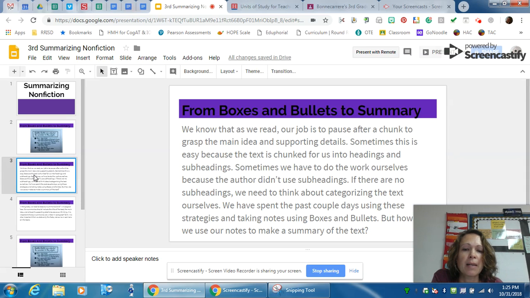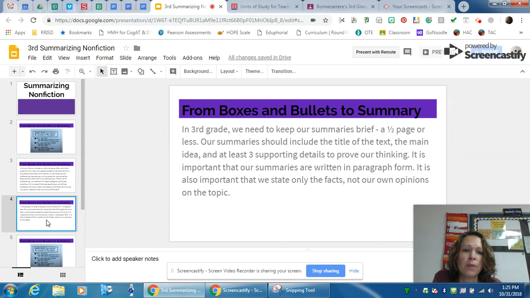We've spent the past couple of days using these strategies and taking notes using boxes and bullets, but the next question is, how do we write an actual summary for nonfiction? Well, in third grade, we need to keep our summaries brief, about a half of a page, or maybe even less. Our summaries should include the title of the text that we read, the main idea statement, and at least 3 specific supporting details to prove our thinking.